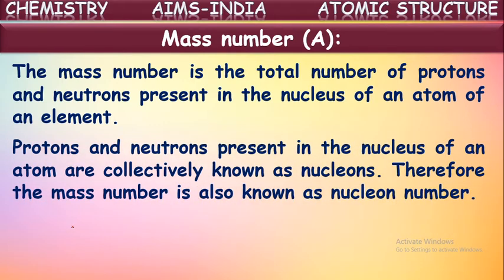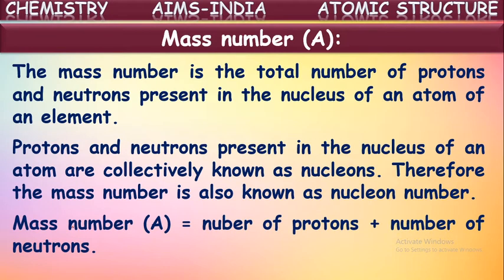Protons and neutrons present in the nucleus of an atom are collectively called nucleons, isn't it? Because they are present inside the nucleus. As these particles, protons and neutrons, are present inside the nucleus, they are specially called nucleons. Now we can say the mass number of an atom is also known as nucleon number. Nucleons are nothing but protons plus neutrons, and this mass number is denoted with the symbol capital A. So mass number A is equal to number of protons plus number of neutrons. The sum of these two gives the mass number of an element.